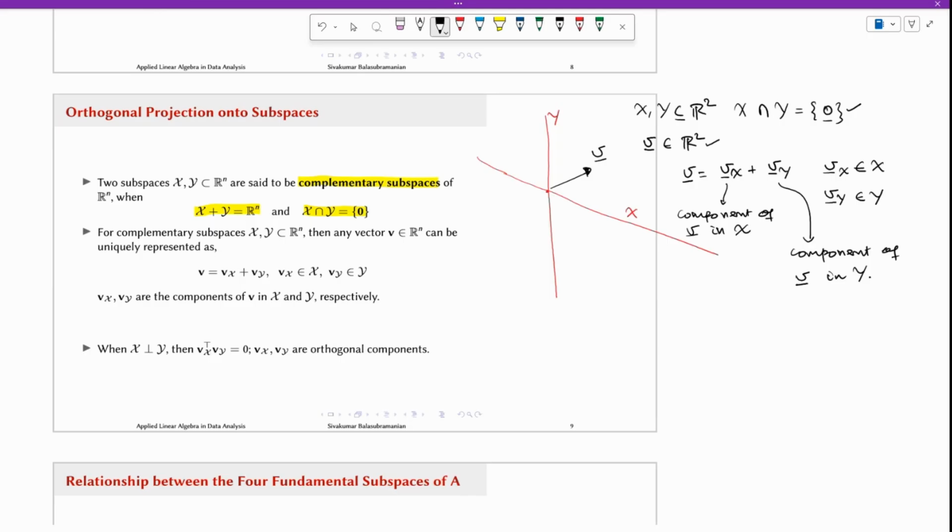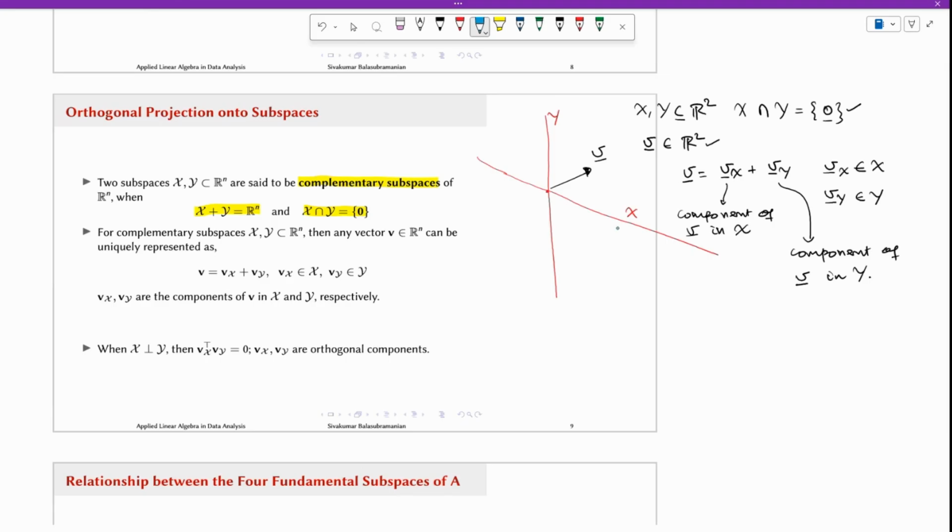Okay? We don't have to restrict ourselves to only two. If you think of R3, let's say I get three subspaces which are complementary. If you give me any vector, I can write that vector as a sum of three components, one coming from each of the three complementary subspaces.